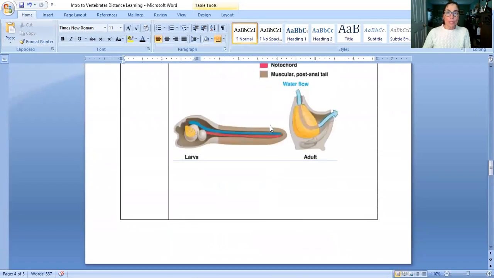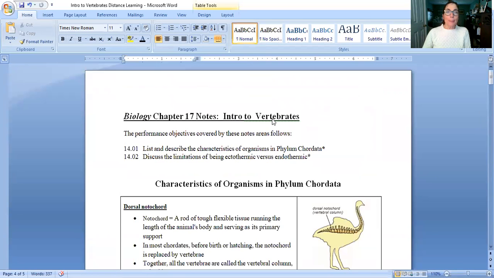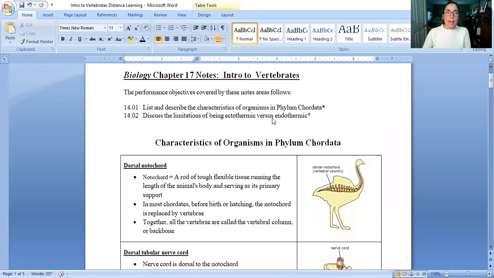Okay, so let me go there. This is the note sheet that I was talking about. And you'll see that there are just a couple of objectives that are covered in these notes. We're going to talk about what is in this animal phylum called Phylum Chordata, and then we're going to talk a little bit about the difference between ectothermic and endothermic vertebrates.